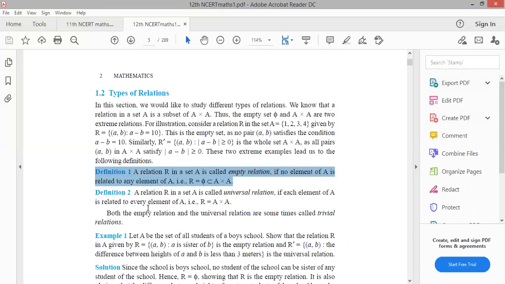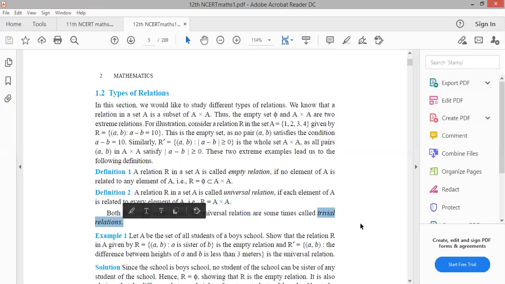Okay. And next is a universal relation. That's totally opposite to this. A relation is said to be a universal relation if each element of A is related to every element of A. That is, this relation R is equal to the whole cross product A cross A. These two relations are collectively called trivial relations.